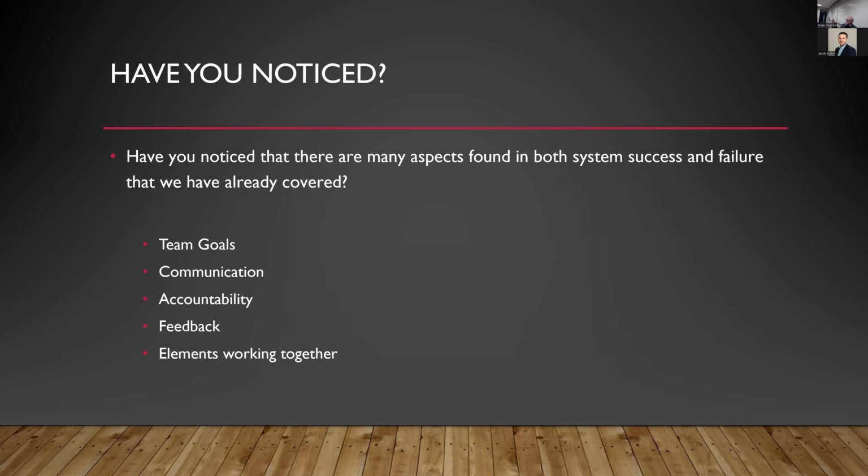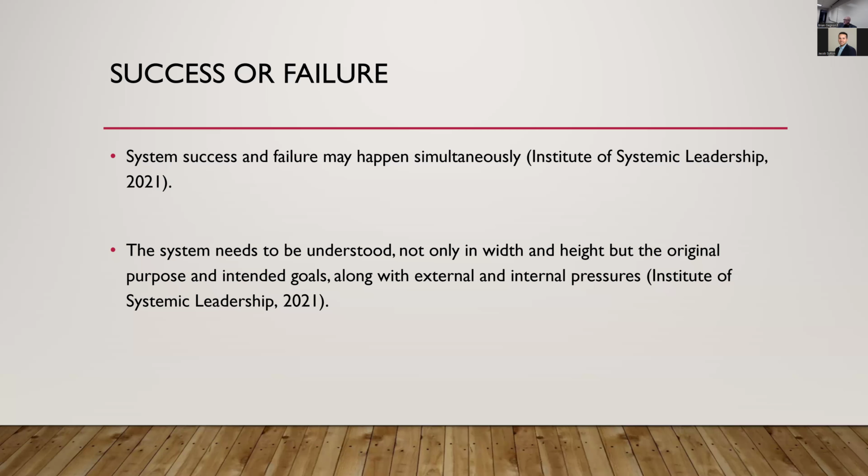So have you noticed that there are many aspects found in both system success and failure? And we've already covered many of them. Team goals, communication, accountability, feedback, elements working together, interconnectedness. Every aspect here that will cause a system to succeed or fail relates to interconnectedness. System success and failure may happen at the same time. You could be failing in some aspects and succeeding in others. Yet overall, is that system a success or a failure? That's why we evaluate systems, to understand that.